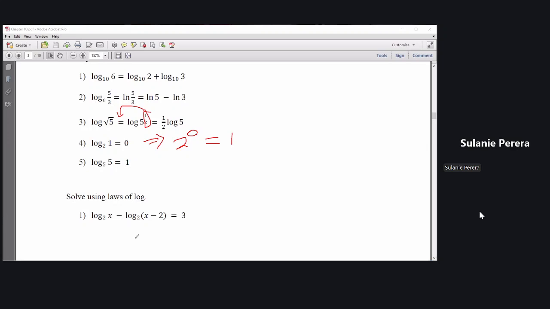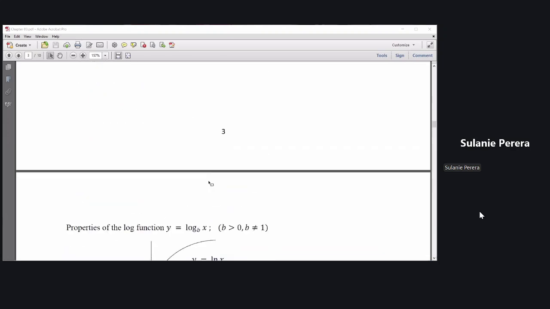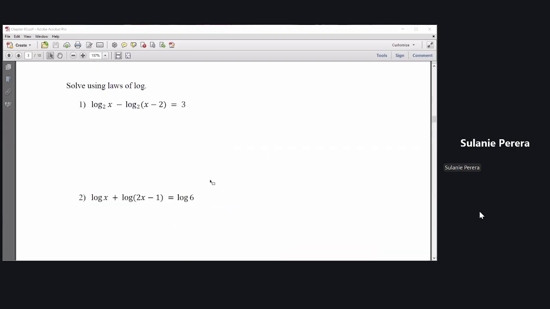Okay. So now solve these problems using the properties of log. Please, all of you solve it. I will ask you one. I will ask questions, so make sure that all of you solve. There are 2 questions, so make sure that you all solve them.